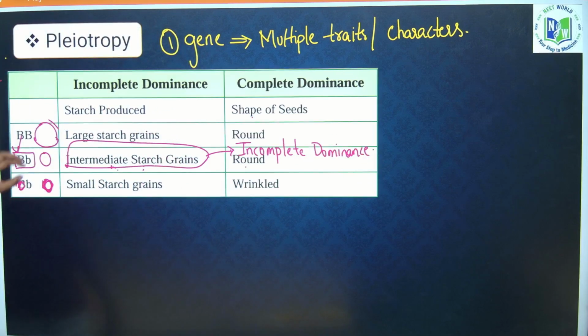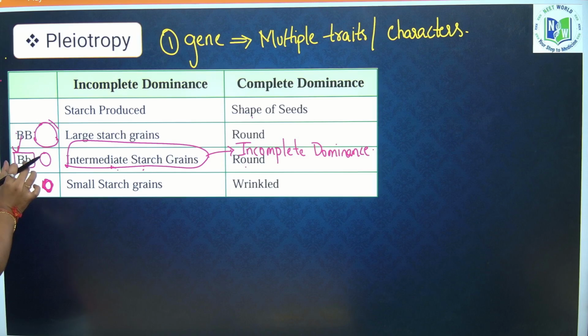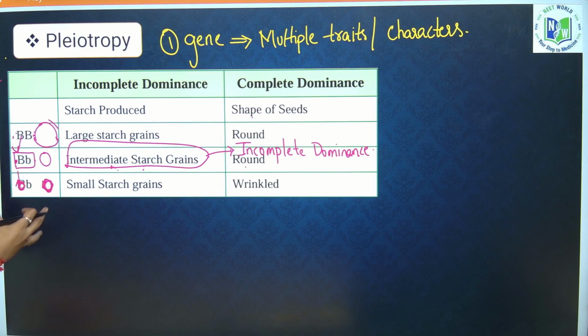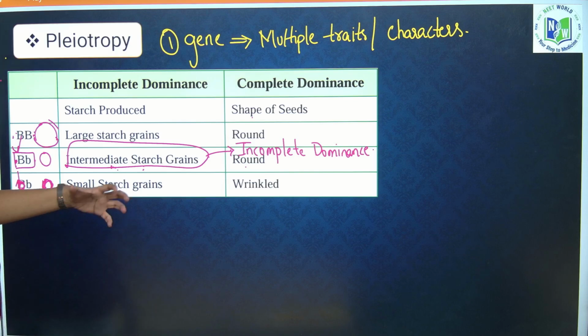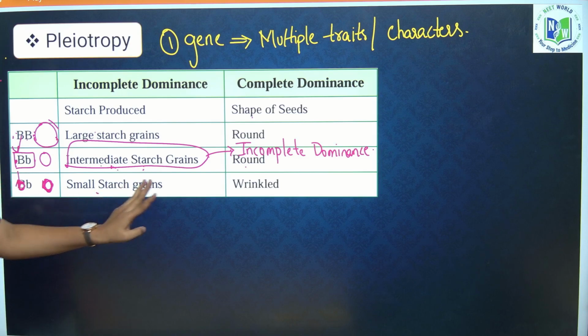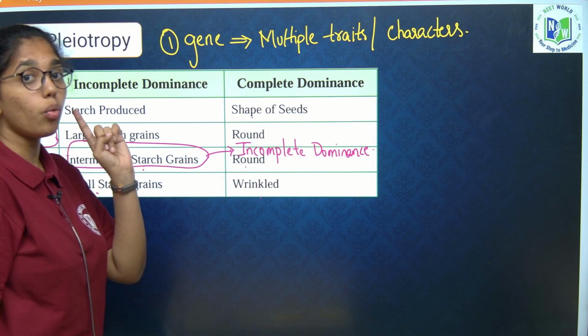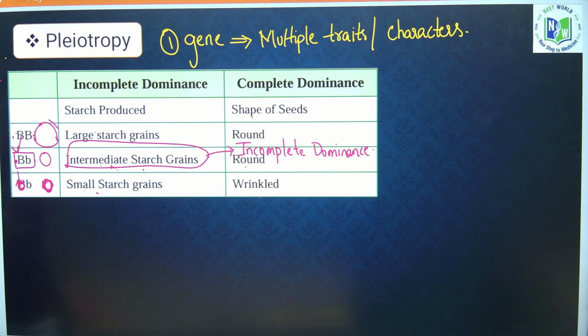Starch synthesis or starch grain, if we consider as a character, then capital B, small b, all are expressing multiple traits. In homozygous dominant, it is large and round. Heterozygous, intermediate and round. Homozygous recessive, it is small and wrinkled. So as there are multiple traits expressed for one gene, this is an example of pleiotropy.